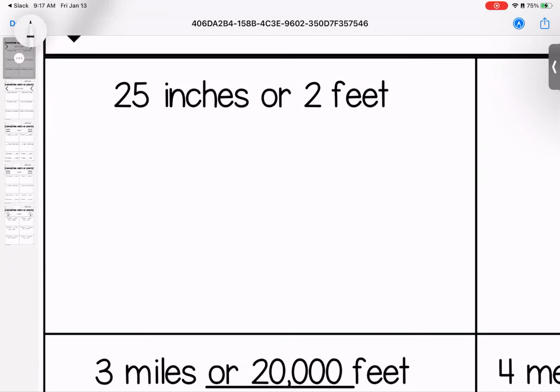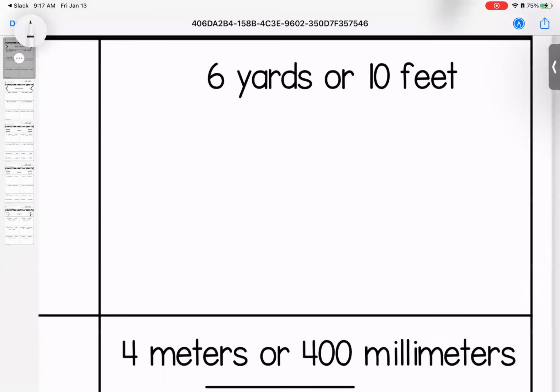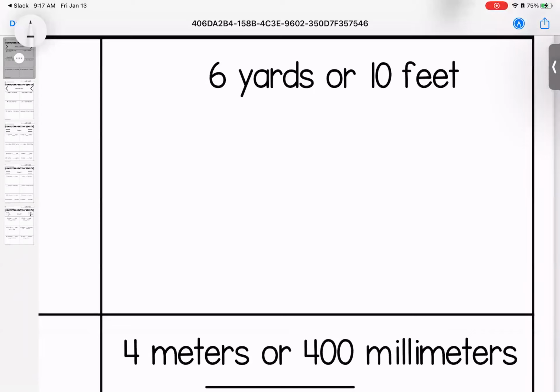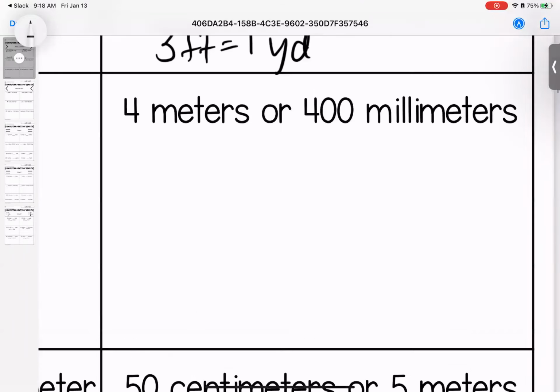We're comparing 25 inches and 2 feet, knowing that 12 inches equals 1 foot. That tells me that 25 inches is more by 1 inch specifically. 6 yards and 10 feet. 3 feet equal 1 yard. That's our converter. So 6 yards is going to be bigger.